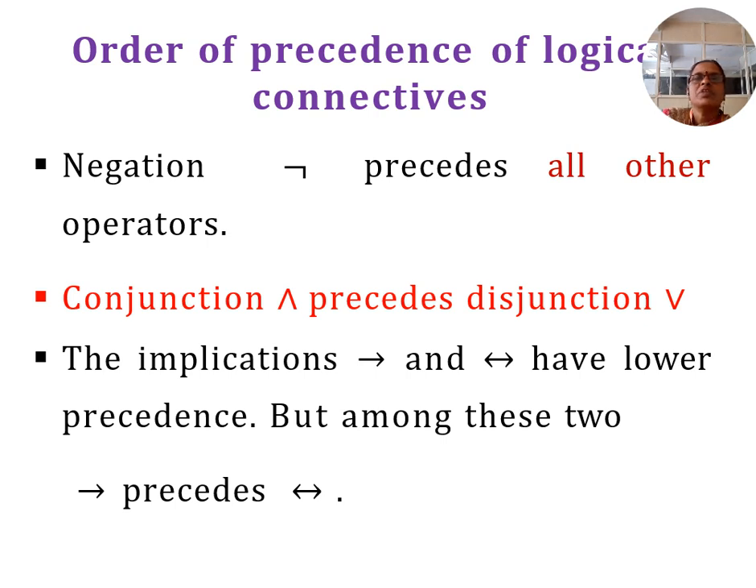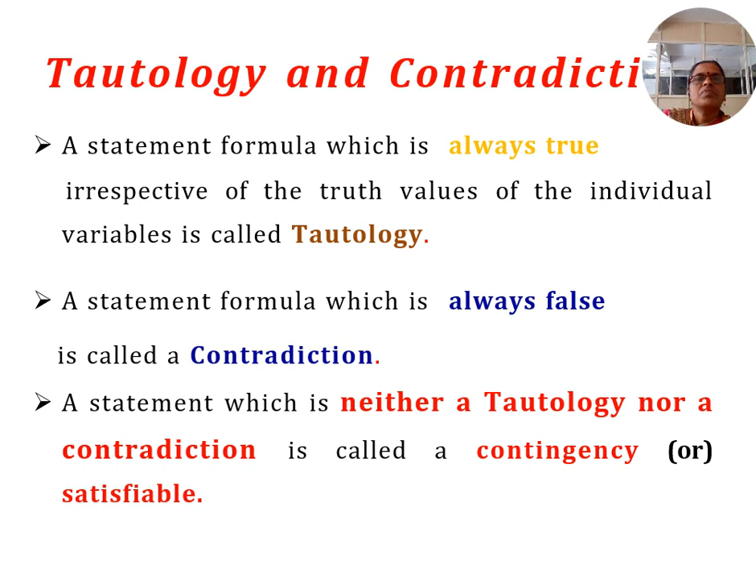So, order of precedence of logical connectives. Negation precedes all other operators. Conjunction precedes disjunction. The implication, conditional and biconditional have lower precedence. But among these two, conditional precedes biconditional.